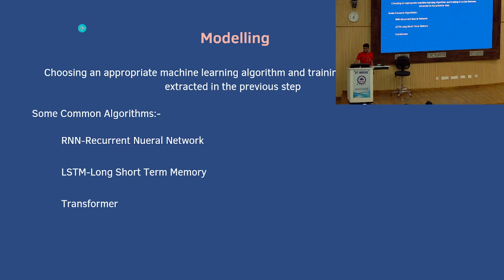Thanks, Amit. So, hi, I'm Parth from third year CSE. So, now, as Amit said about text preprocessing and feature extraction, now we will move on to modeling. So, first of all, we will look into three NLP models, RNN, LSTM, and transformers. So, we will look at them one by one.